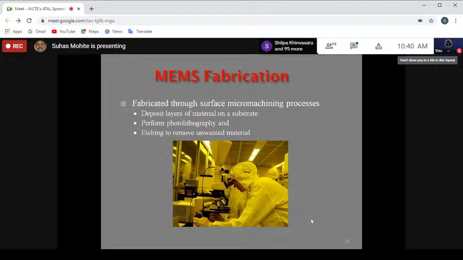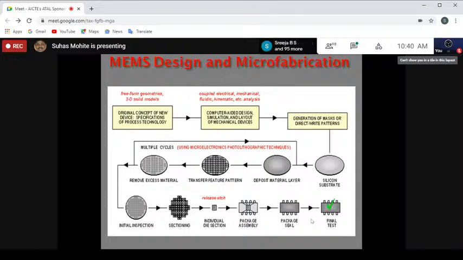Fabricated through the surface micromachining process, as we have seen. Now this is again a small illustration that will help you see how the process flow goes. You design the devices with free-form geometries and 3D solid models. You can do the analysis, and coupled electrical, mechanical, and fluidic analysis can be carried out. So you can use different computational tools to design and analyze the devices, decide and finalize the dimensions of the device, and then go for fabricating those devices on a silicon wafer. Several such devices can be fabricated on the wafer.